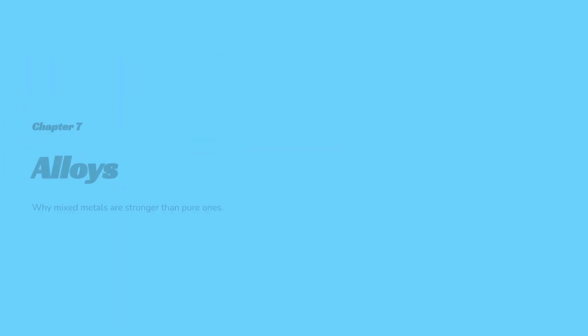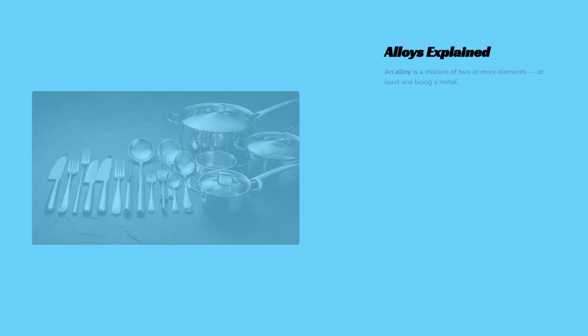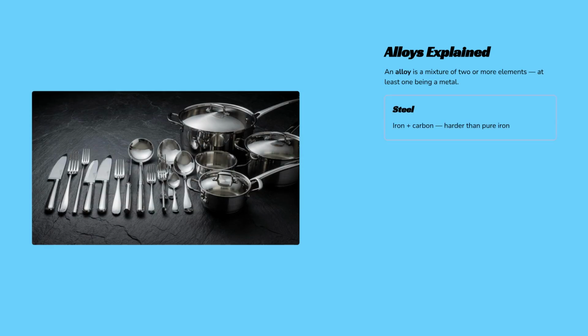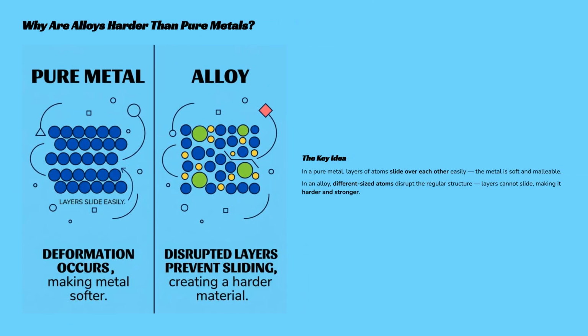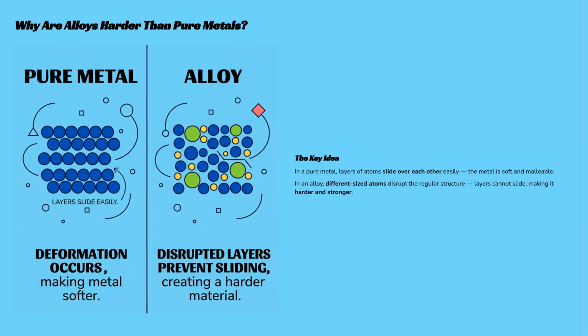Chapter 7 is about alloys and why mixing metals makes them stronger than their pure forms. An alloy is a mixture of two or more elements, with at least one being a metal. Common examples include steel, which is iron and carbon, stainless steel with chromium and nickel for corrosion resistance, bronze, and brass. Alloys are harder than pure metals because the different-sized atoms disrupt the regular layer structure. This prevents the layers from easily sliding over each other, making the material harder and stronger.